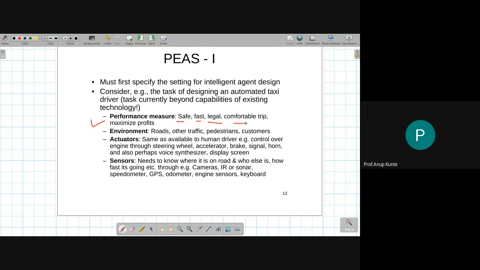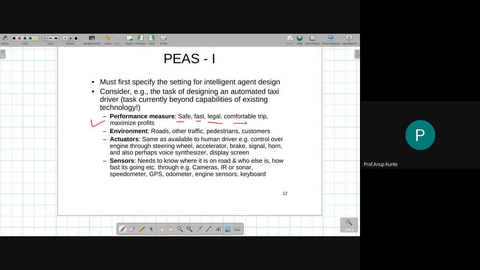Like I may want the person taking the journey to be safe. I want a person to transit from source to destination in a very fast and efficient way. If usually it takes 20 minutes, I should take that person to the destination within 20 minutes. There should be some performance measures related to legal issues. If I'm driving a taxi on the road, there are certain regulatory issues that can arise in such trips. Then it should be a comfortable trip and it should maximize your profit.